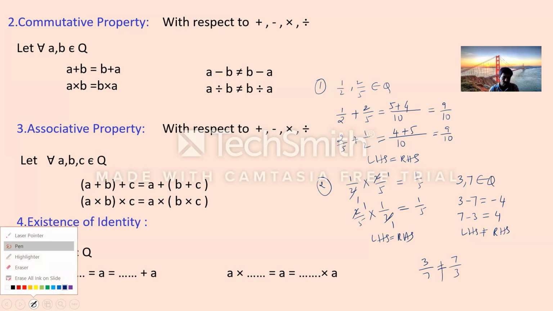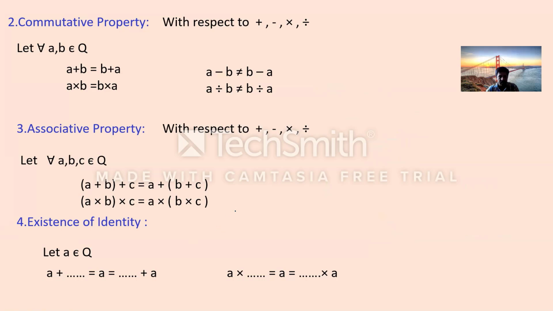Now we'll do associative property. Associative property states that if you have to add three numbers, you can add first two numbers, then the third number. Or if you add second and third numbers first, then you add the first number, the result is same.